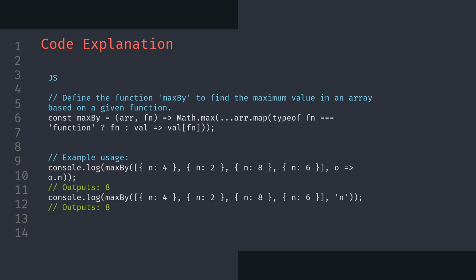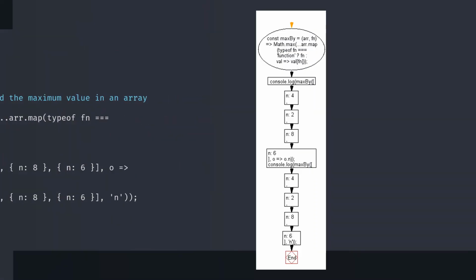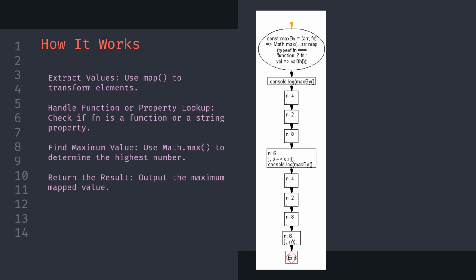This function maps each element to a transformed value using either a function or a property lookup. Then it applies Math.max to get the highest value. The function first maps each element, determines whether it's a function or property, and then it finds and returns the maximum value.